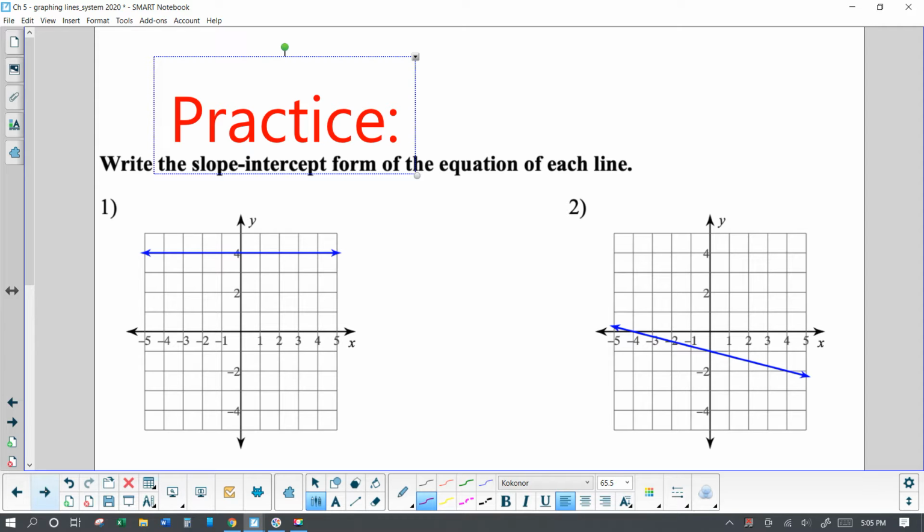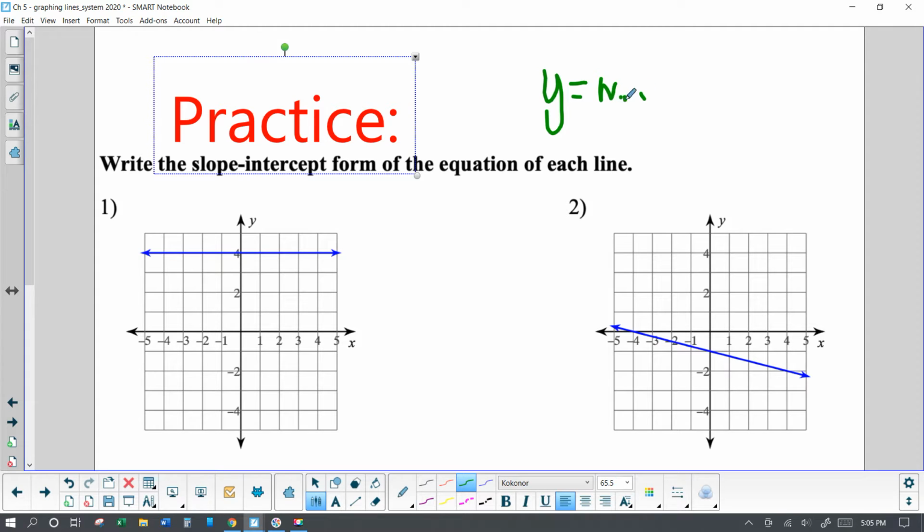So let's just start out. Let's practice writing a slope-intercept equation from a line and just kind of remembering where we were before we went on break, what we were doing. Remember our formula was y equals mx.